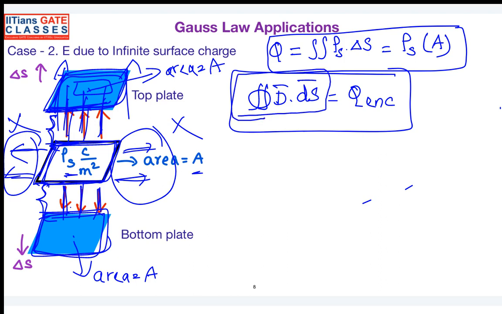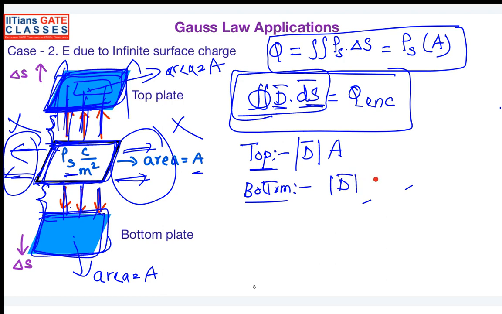So let me write. The flux passing through the top plate will be, you can see here, the flux density is a constant and the area is straight away A. This is the same flux which is passing through the bottom plate also. The flux density is D and the area is A. Right? So what is the total flux here now? The total flux will be the flux passing through the top plate plus the flux passing through the bottom plate. So I can say 2 times the flux density into A is equal to Q.